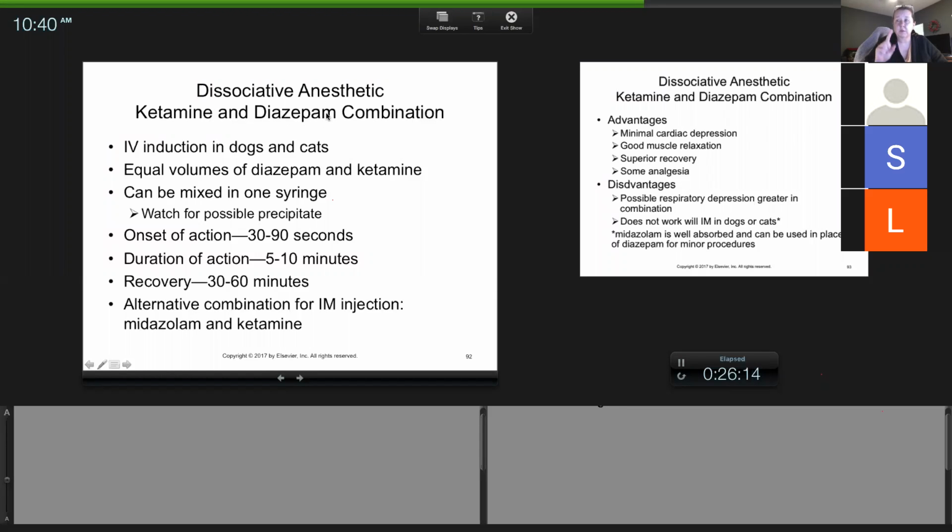Now, the dissociative is always usually combined with diazepam. Remember, ketamine is the only thing you can mix with diazepam or Valium, and you don't get that precipitate. The interesting thing, and I'm going to have to teach you how to do this math, is it's usually equal volumes ketamine, diazepam. The normal dose, I want to say, is 1 ml per 20 pounds.